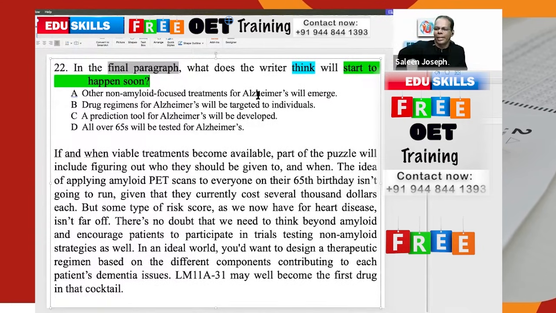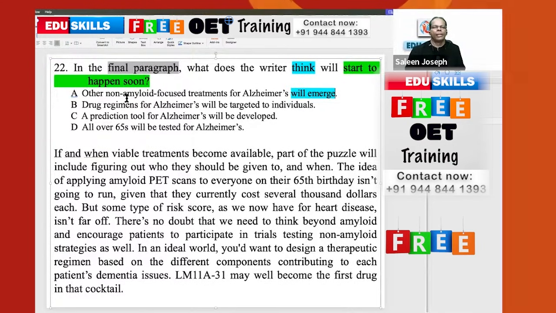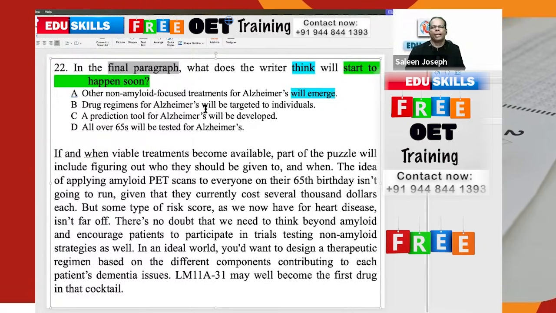Let's see about this future tense. Basing on the tense, whether you can identify the answer. Other non-amyloid focused treatments for Alzheimer's will emerge. Then drug regimens for Alzheimer's will be targeted to individuals. Then a prediction tool for Alzheimer's will be developed. Prediction. Yes, will be developed. Prediction also, future. Yes, prediction tool will be. All over 65s will be tested. Now, what does the writer think?